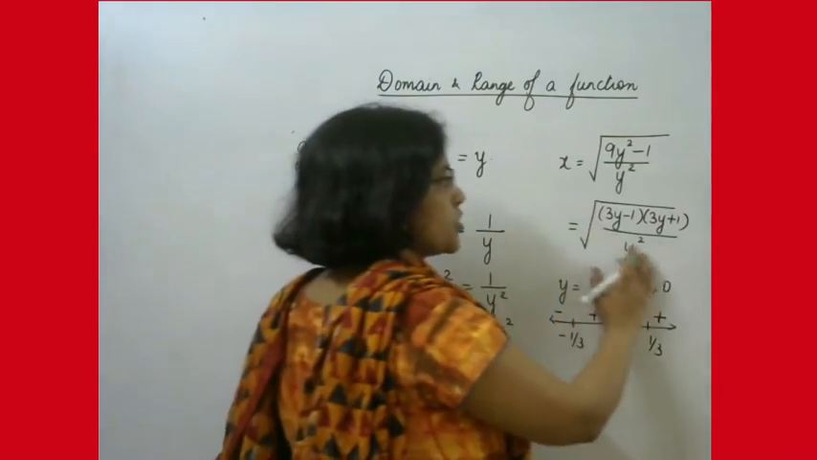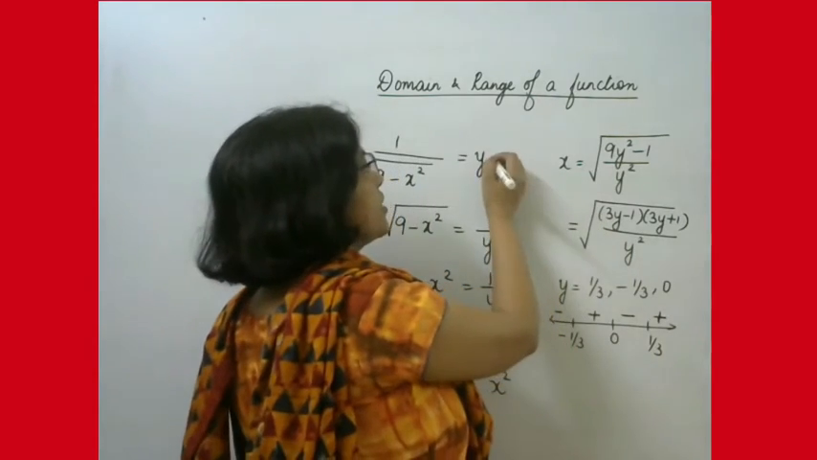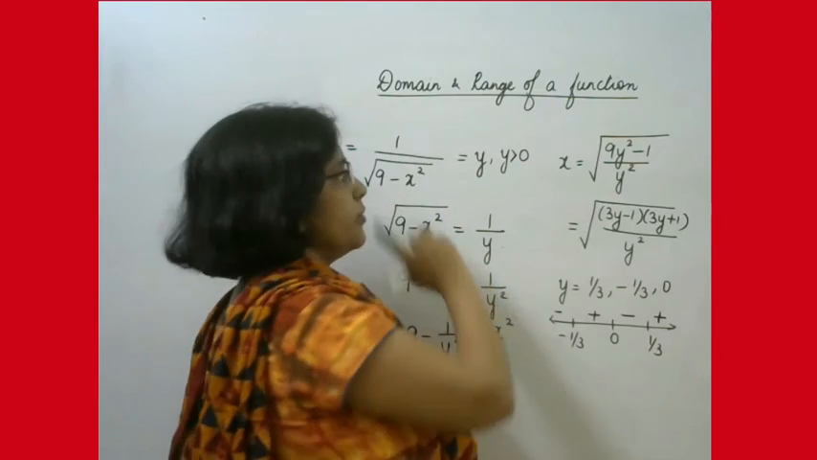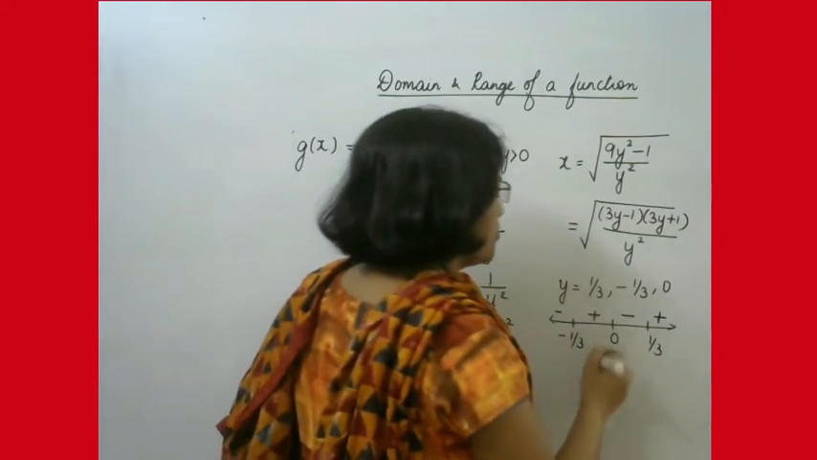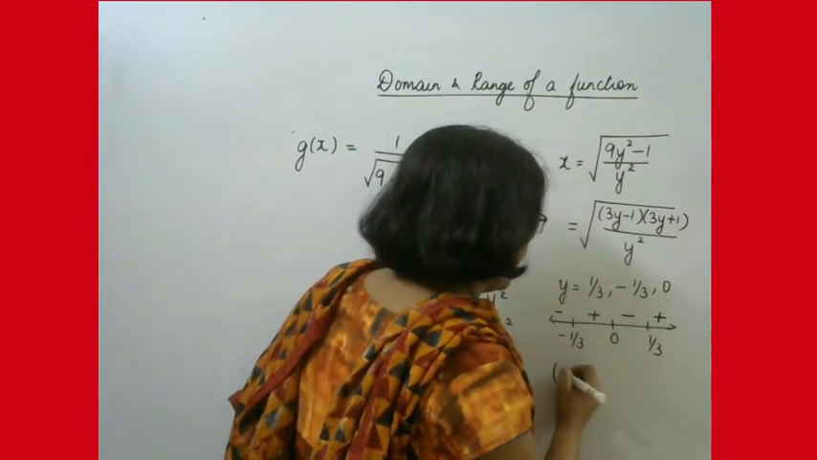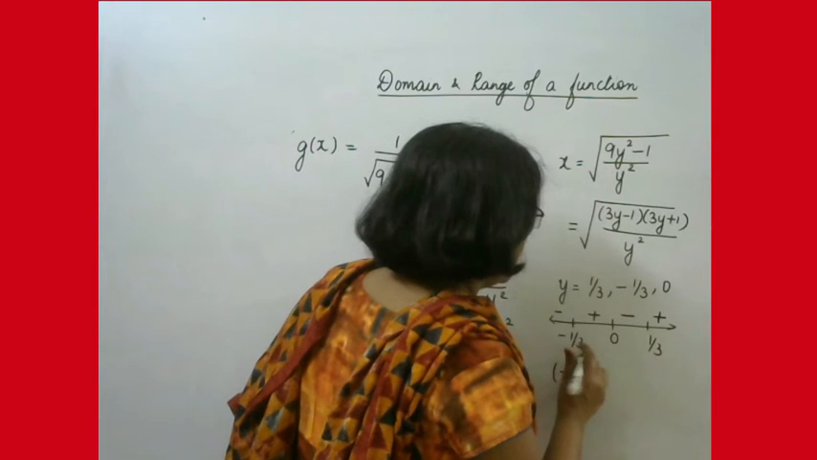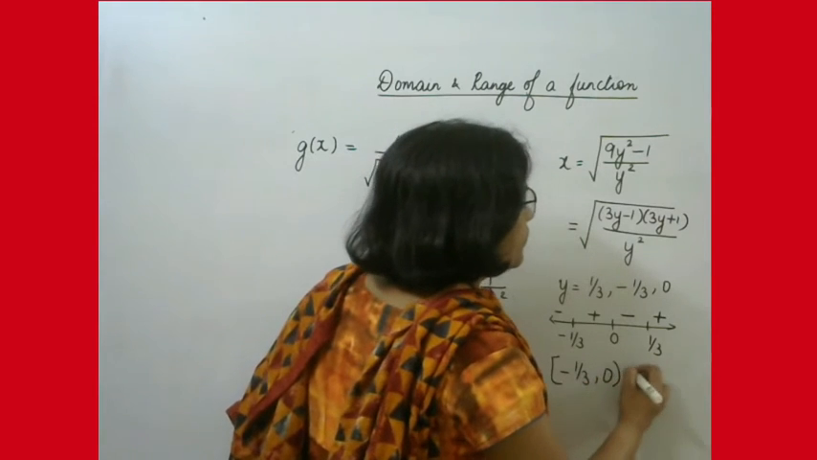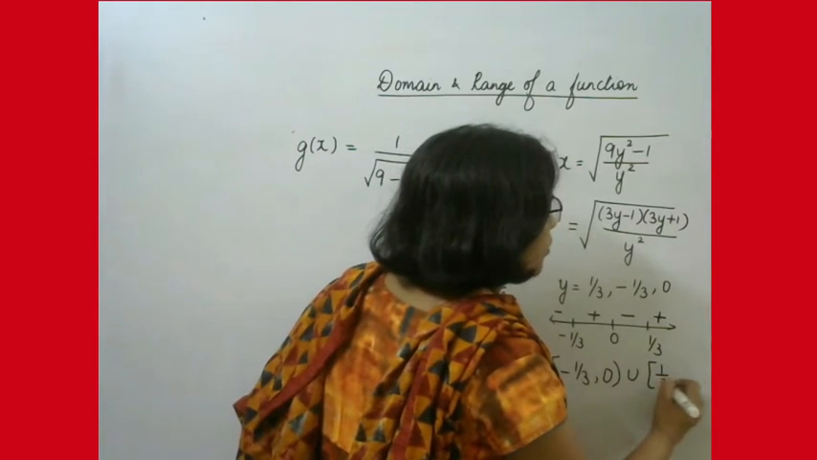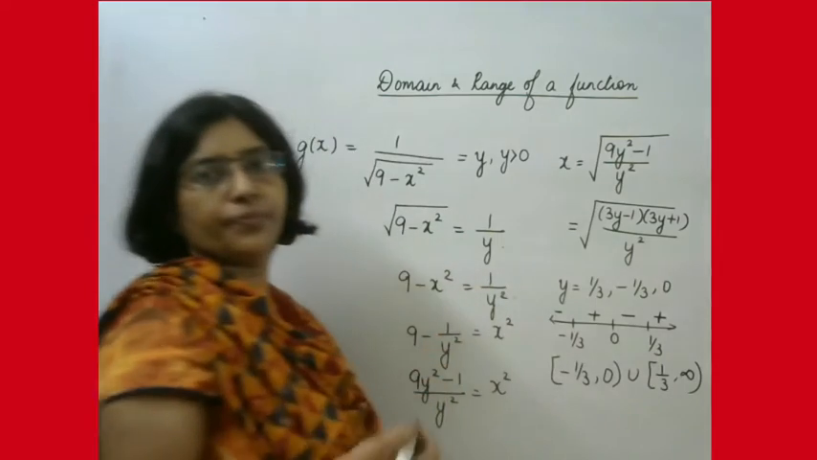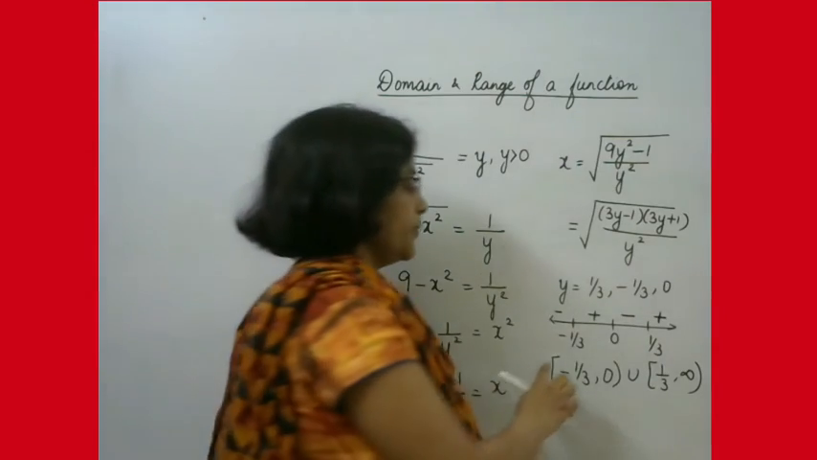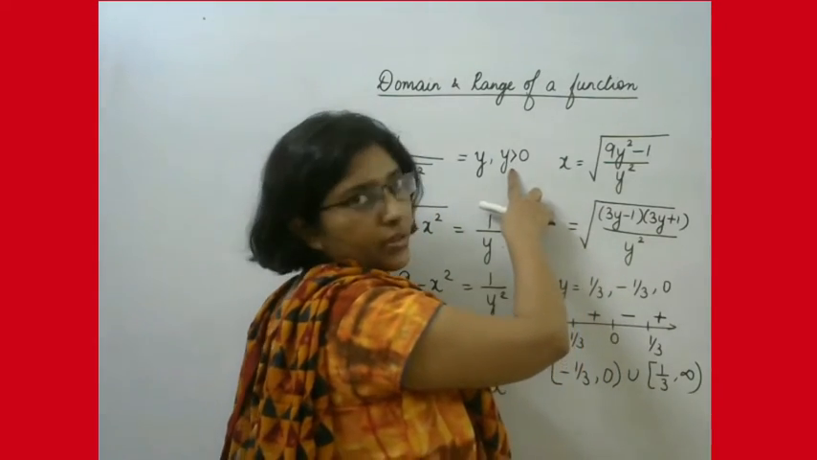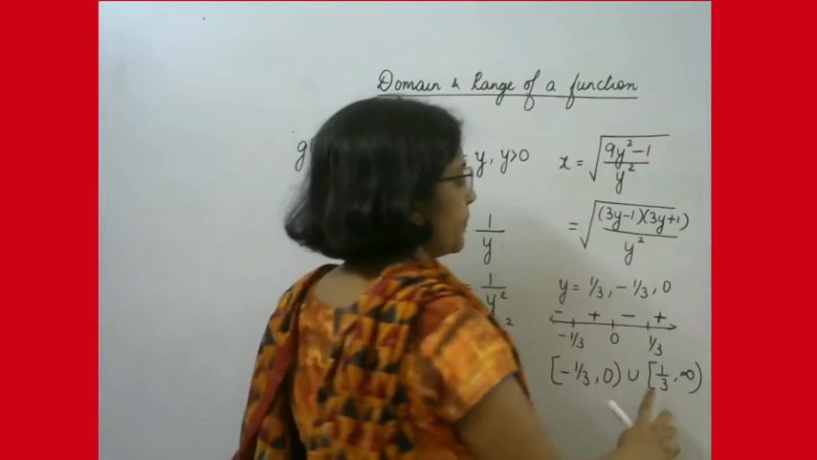We know those values which make this positive. We also know that y should be greater than 0 because it is in the denominator, y cannot be 0. So fine, positive values, minus 1 by 3. Yeah, we can include minus 1 by 3 to 0, union 1 by 3 to infinity. Is that good? Minus 1 by 3 to 0, 0 is not allowed, also in the denominator, and 1 by 3 to infinity.